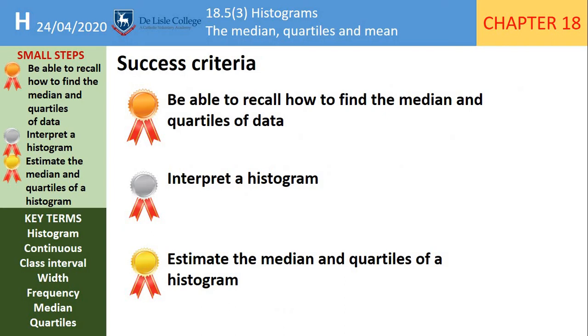So our success criteria for today, our bronze objective is to be able to recall how to find the median and quartiles of data. Our silver is to be able to interpret a histogram. And our gold, we're going to move on and look at how to estimate the median and quartiles of a histogram. Now this is tricky and does move into grade 8 and 9 work.